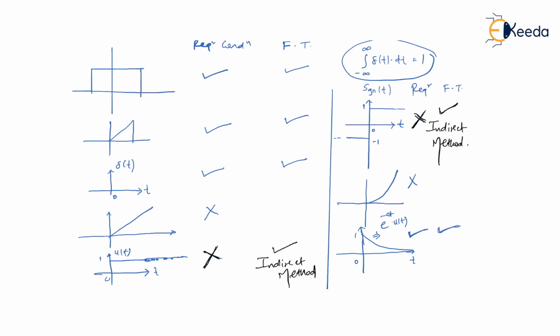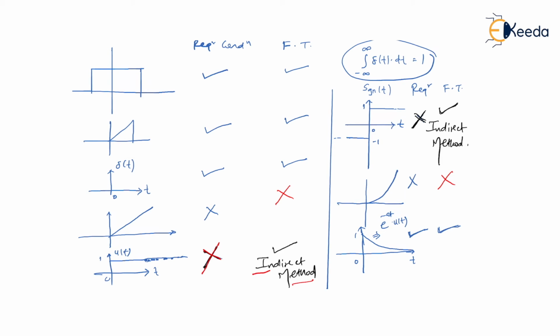Am I right? Now let's talk about the two figures which I have left, and for which I have not told you whether the Fourier transform exists or not. So here, the Fourier transform does not exist. Even here, the Fourier transform does not exist. So now, student, I'm sure you will have this question. In case of the unit step, even though the required condition is not satisfied, you are telling me that the Fourier transform does exist, but for that purpose, an indirect method needs to be imposed.